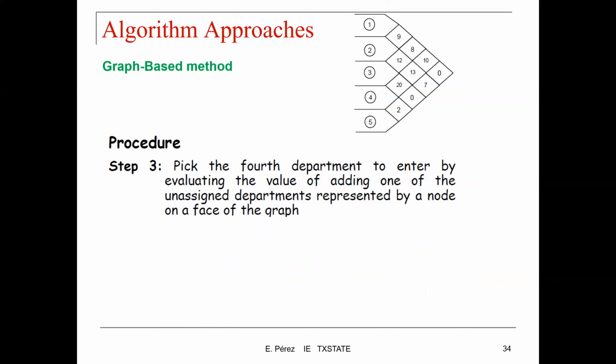Step 3, pick the 4th department to enter by evaluating the value of adding one of the unassigned departments, represented by a node, on the face of the graph. So now we're going to consider those departments that are not yet in the graph, and we are going to evaluate them against the departments that were already selected.